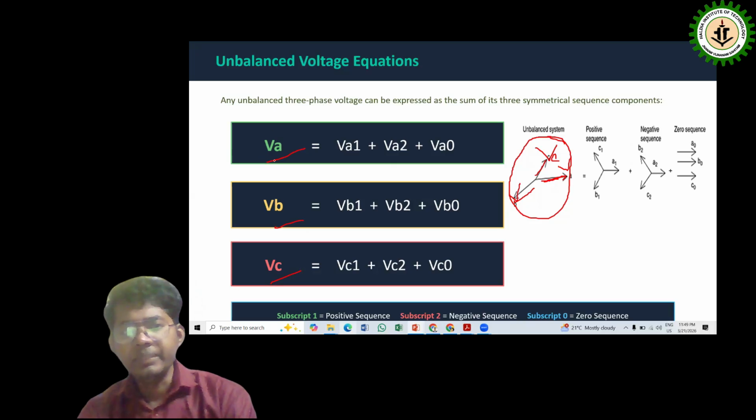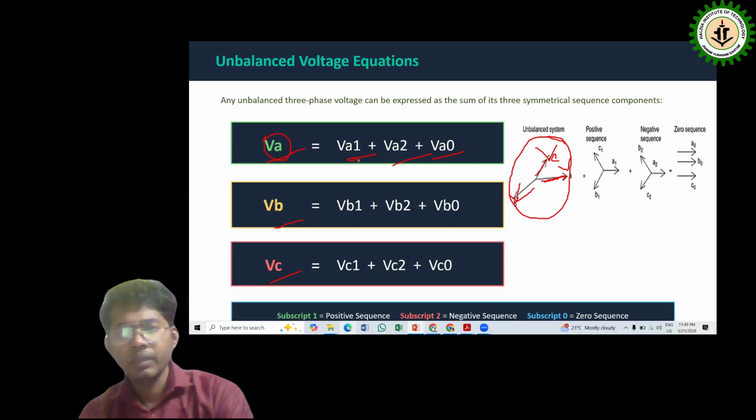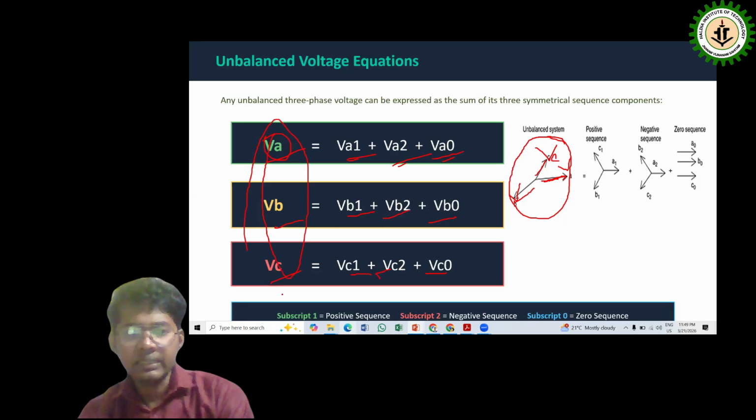VA we can write as the summation of the positive, negative, and zero sequence of VA: VA1 is the positive sequence of the VA phasor, VA2 the negative sequence, VA0 the zero sequence. Same way, VB can be resolved into VB1, VB2, VB0. Same way, VC equals VC1, VC2, VC0. Means these are unbalanced. This unbalanced system can be analyzed with the help of three sets of balanced phasors. Understood?